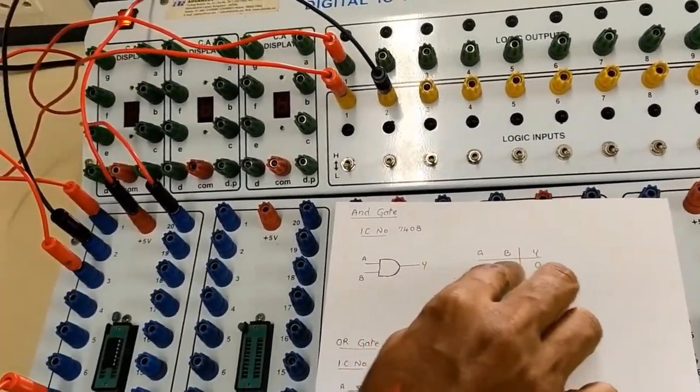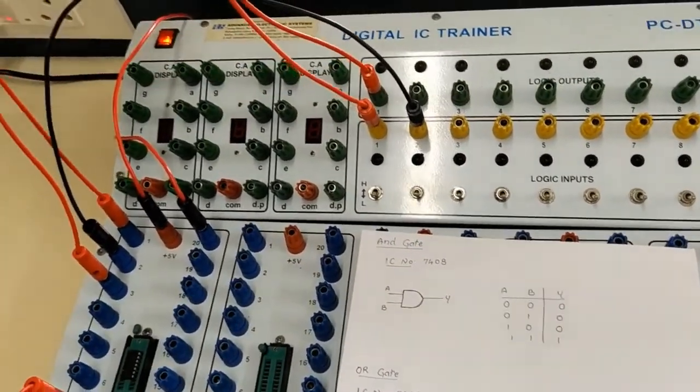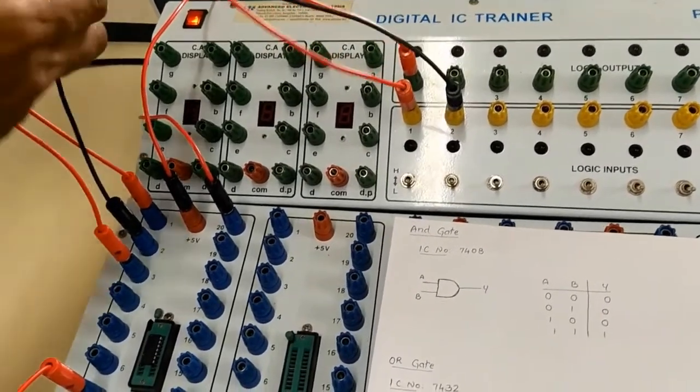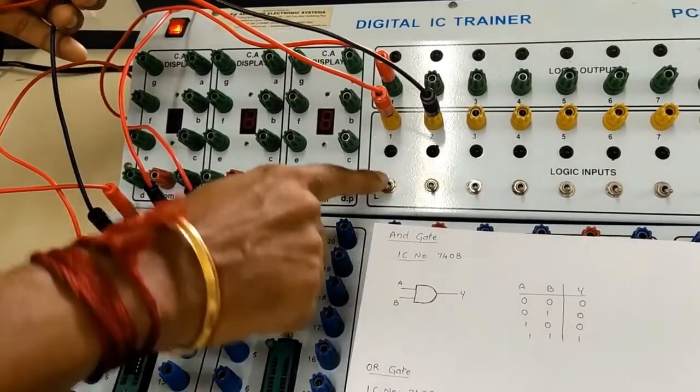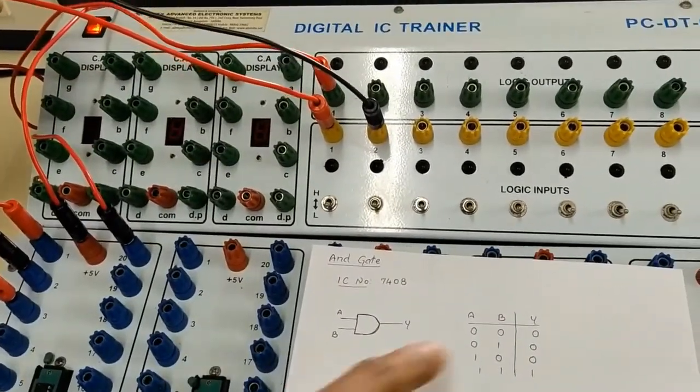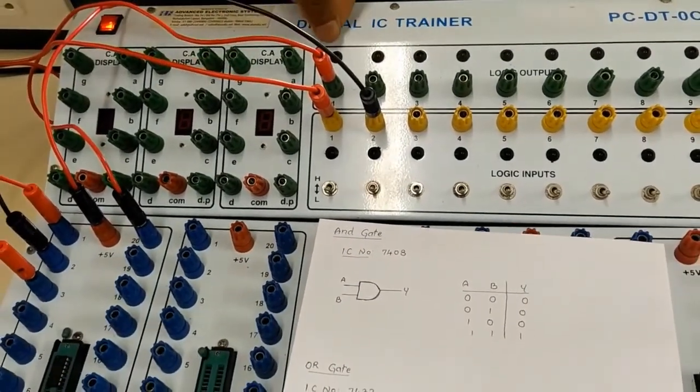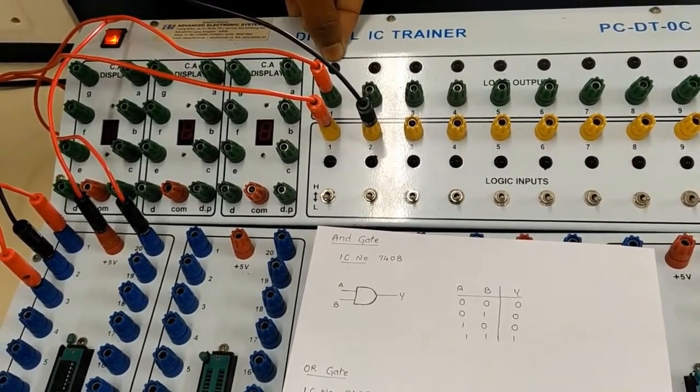My first combination is 0, 0. So these are my two inputs. If it is in lower position, it is 0, 0. For 0, 0, your output should be 0. As the light is not glowing here, my output is 0.